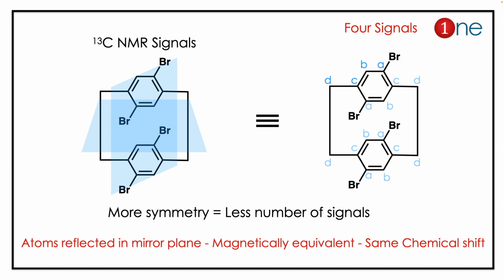The fact here is, the more symmetry, the lesser the number of signals, because atoms reflected in the mirror plane will be magnetically equivalent and have the same chemical shift. So if you apply this fact, you have only 4 signals: A on the bromine side, B is the next carbon, C is the connected carbon, D is the pilot carbon. So totally 4 signals. Due to the two mirror planes present inside the molecule, the cyclopentene has 4 signals.